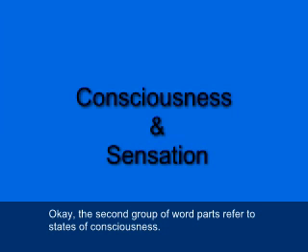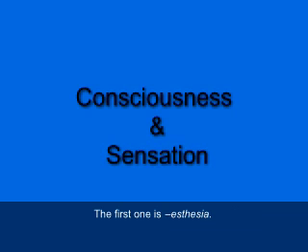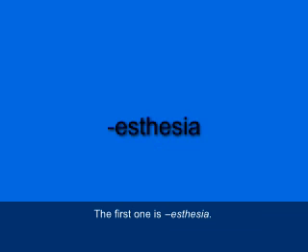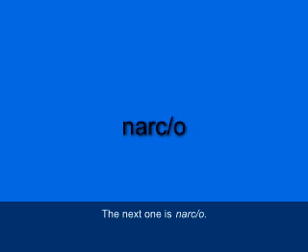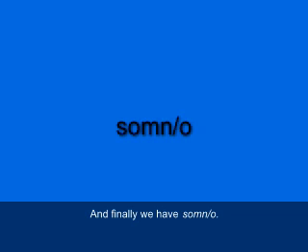Okay, the second group of word parts refer to states of consciousness, and the first one is esthesia, ESTHESIA. Esthesia refers to sensation. The next one is narco, NARC/O. Narco refers to a stupor. And finally, we have somno, SOMN/O. Somno refers to sleep.